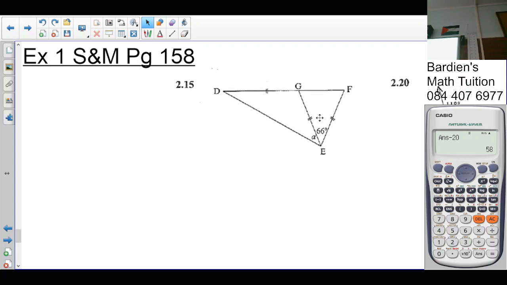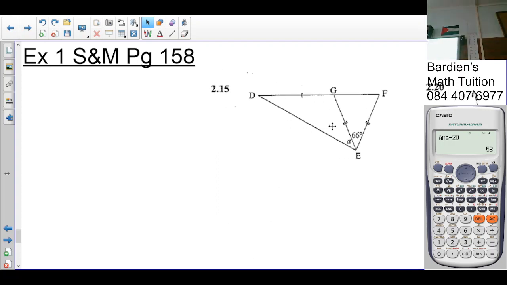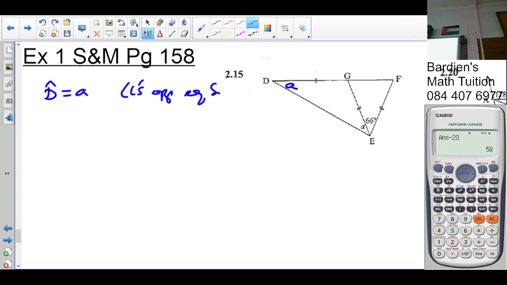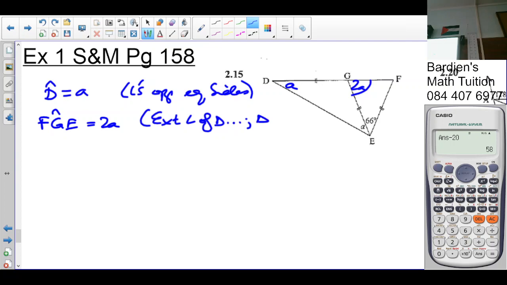Page 15, second last one. So what do we do here? We can say firstly that this angle is a. Not so. Angle D is a, angles opposite equal sides. Now what can we say? We can say that GE, that angle, is equal to what? 2a, sorry. Exterior angle of triangle, and it's the exterior angle of triangle DEG.